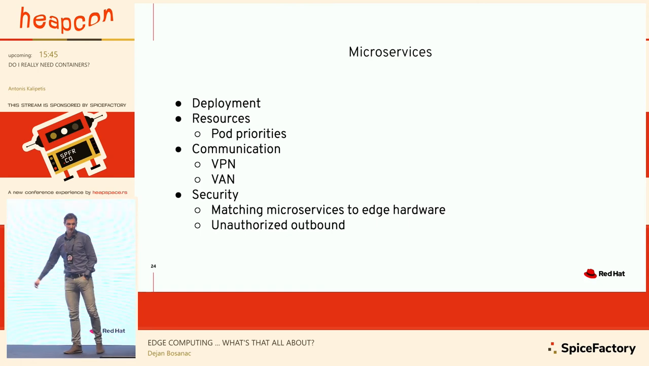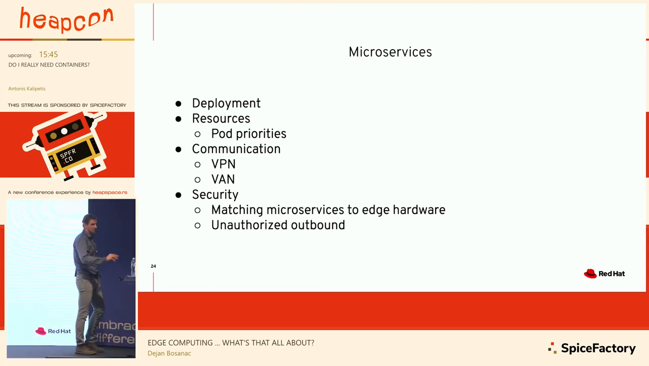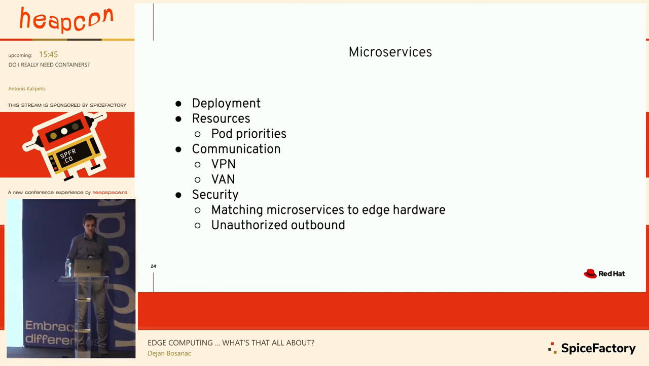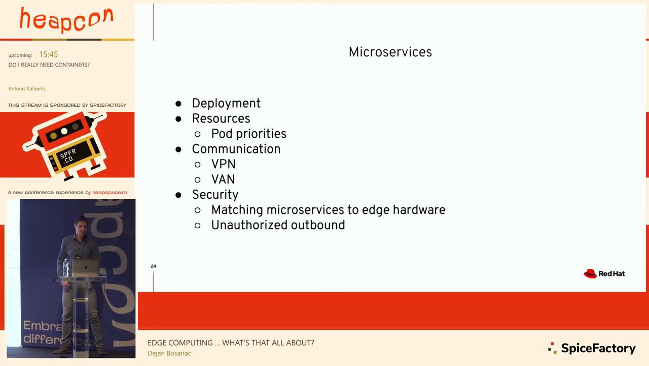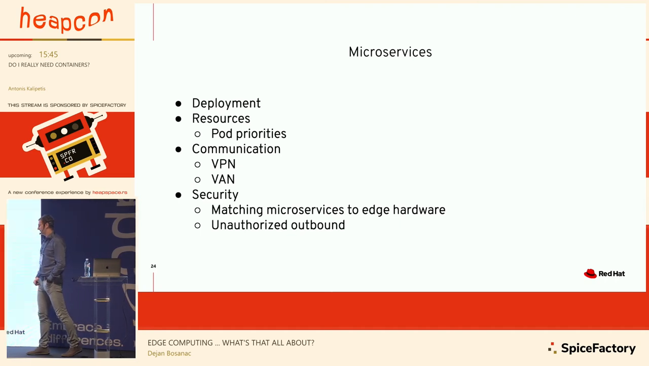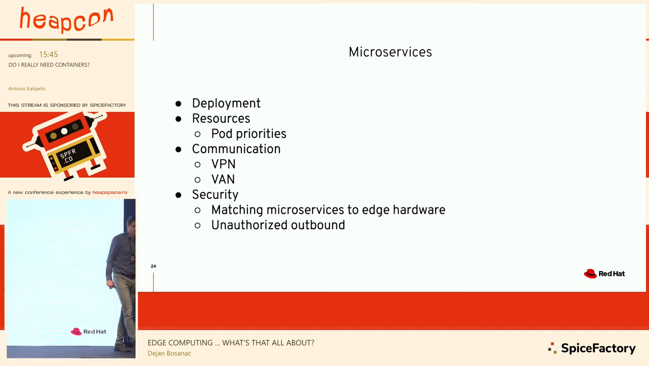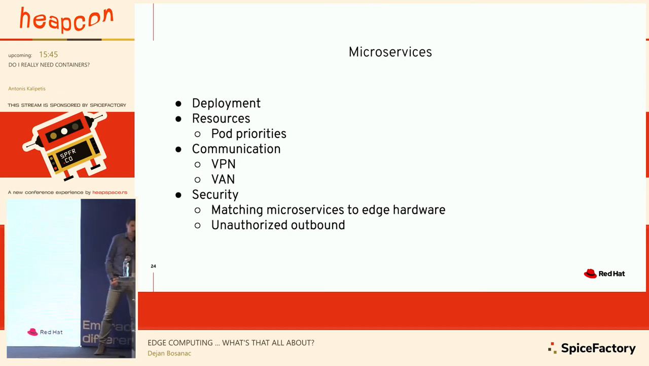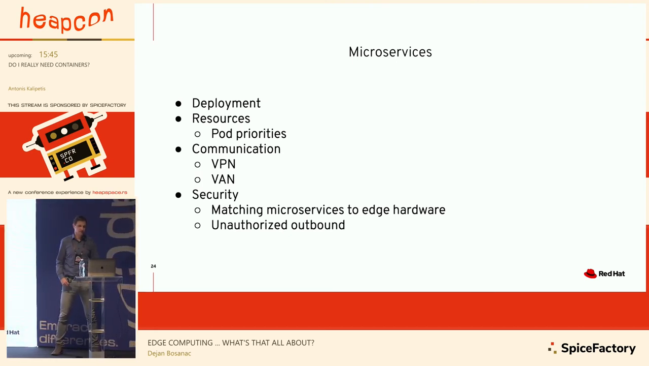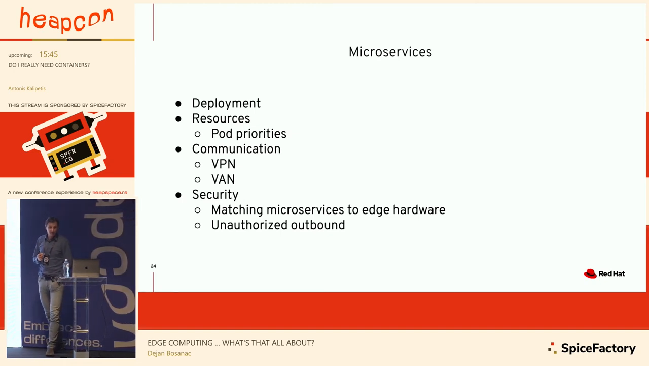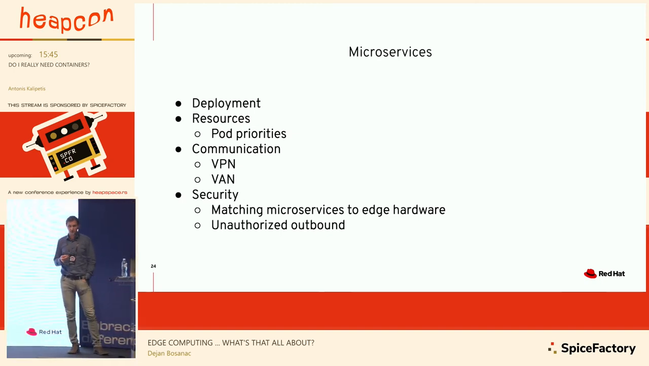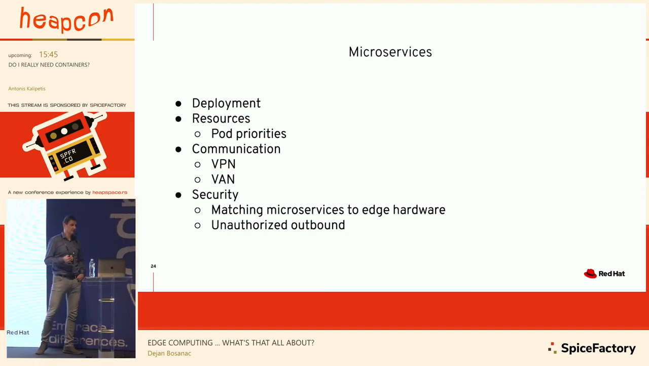So people are using a lot of VPNs today. We are trying to develop what we are calling virtual application networking, trying to move that communication to a higher level to specifically solve some of these issues for edge-to-edge and edge-to-cloud computing in a secure way. And as we said with the hardware, security is always a problem.